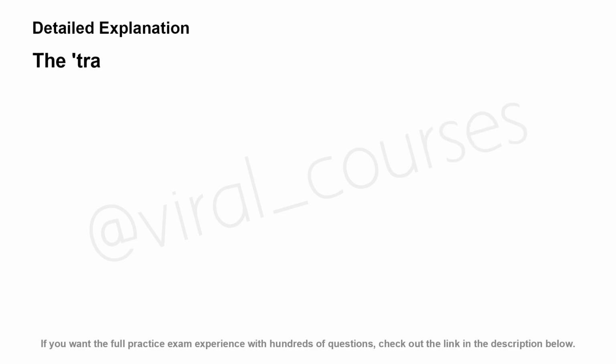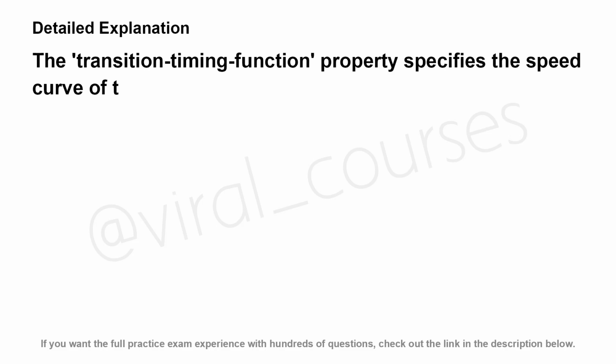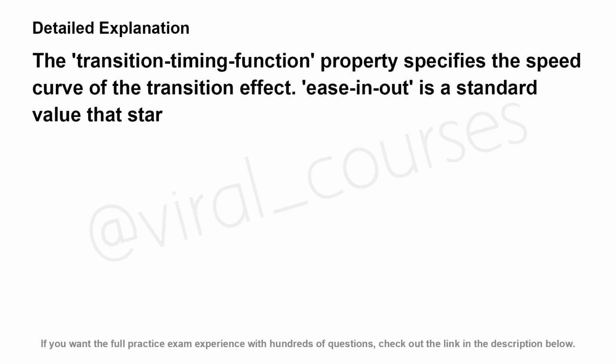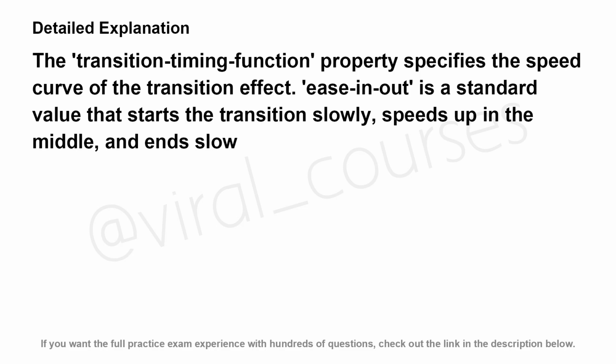The transition timing function property specifies the speed curve of the transition effect. Ease-in-out is a standard value that starts the transition slowly, speeds up in the middle, and ends slowly.